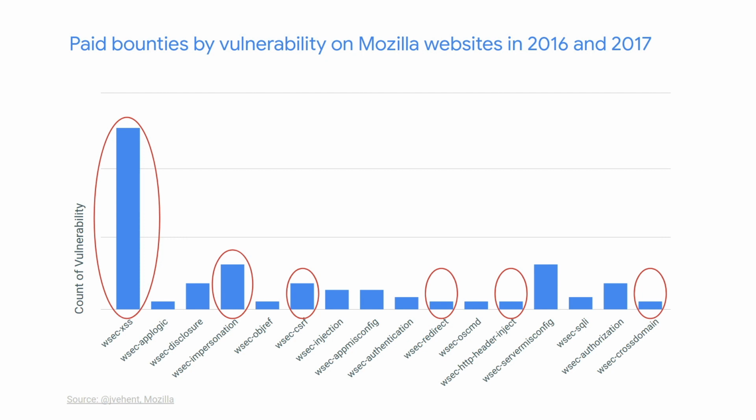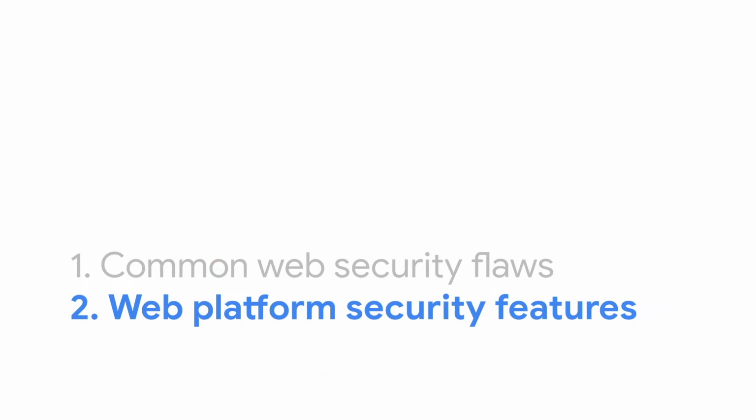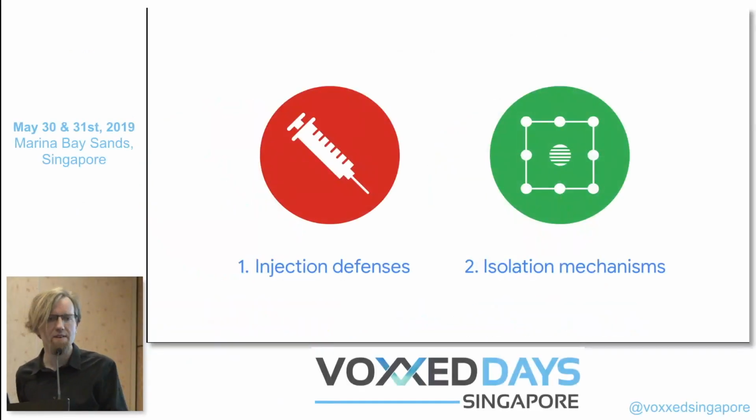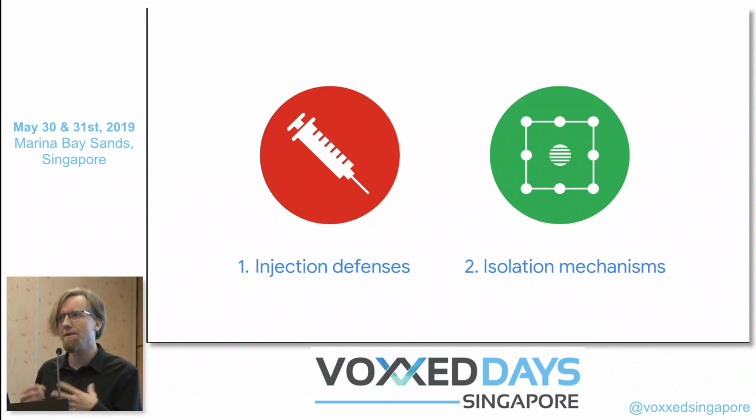of web isolation. So in the remainder of this talk, I will tell you about 4 new web platform features that we all can use to protect our applications, divided into 2 groups, which are injection defenses and ways to give your application some isolation primitives.